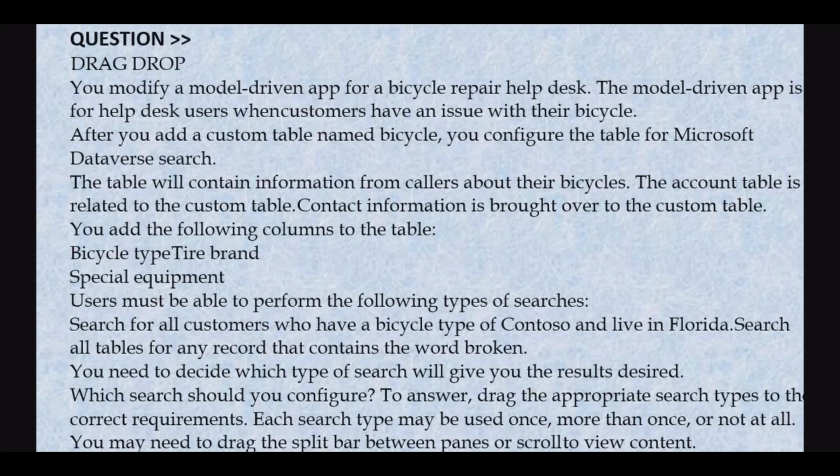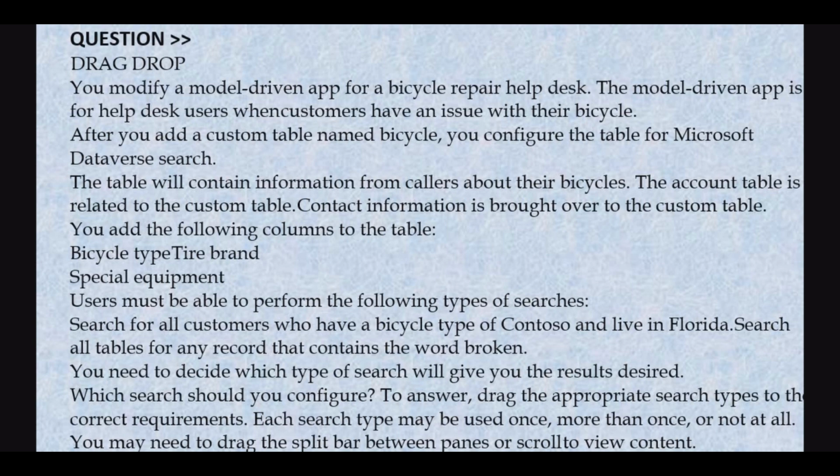The question is drag and drop. You modify a model driven app for a bicycle repair help desk. The model driven app is for help desk users when customers have an issue with their bicycle. After you add a custom table named bicycle, you configure the table for Microsoft Dataverse search. The table will contain information from callers about their bicycle. The account table is related to the custom table. Contact information is brought over to the custom table.